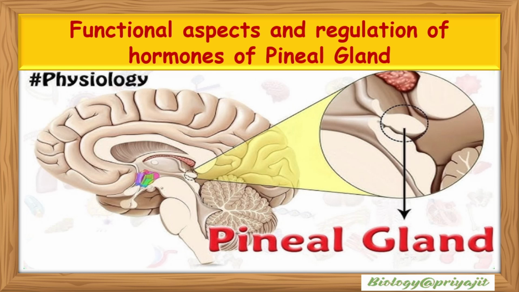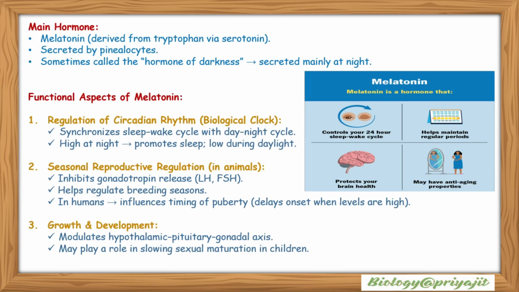By the end of this class, you will understand how this small gland, that is the pineal gland, keeps time for the entire body and maintains harmony between our physiology and the cycles of nature. The main hormone secreted from the pineal gland is melatonin, which is derived from the tryptophan amino acid via serotonin. It is secreted by the cells of the pineal gland, which are also known as pinealocytes. Sometimes the melatonin hormone is called the hormone of darkness, as it is secreted mainly at night time.